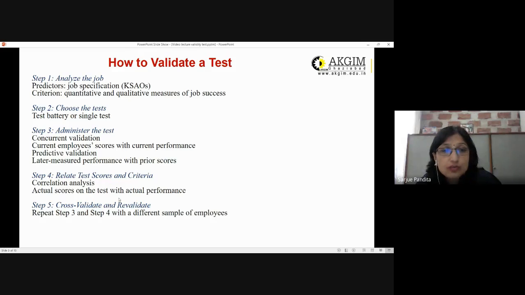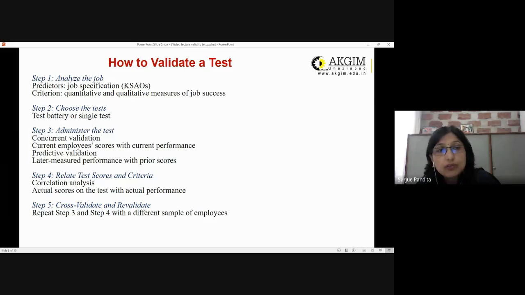Then actual scores on the test with actual performance. Once the correlation has been set between the test scores and the criteria, that is, what exactly is expected out of those test scores, then you are measuring the actual scores that have been calculated for the potential candidate with the actual performance, that is, what scores you are expecting and what his actual performance is. That will help you in making out whether the candidate is suitable for your organization or not. Then cross-validate and revalidate.